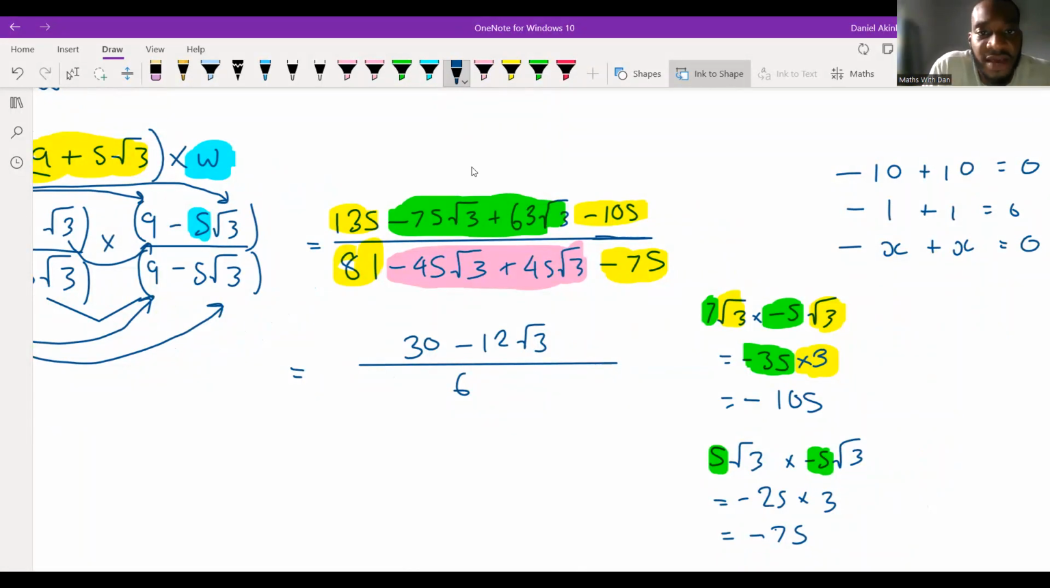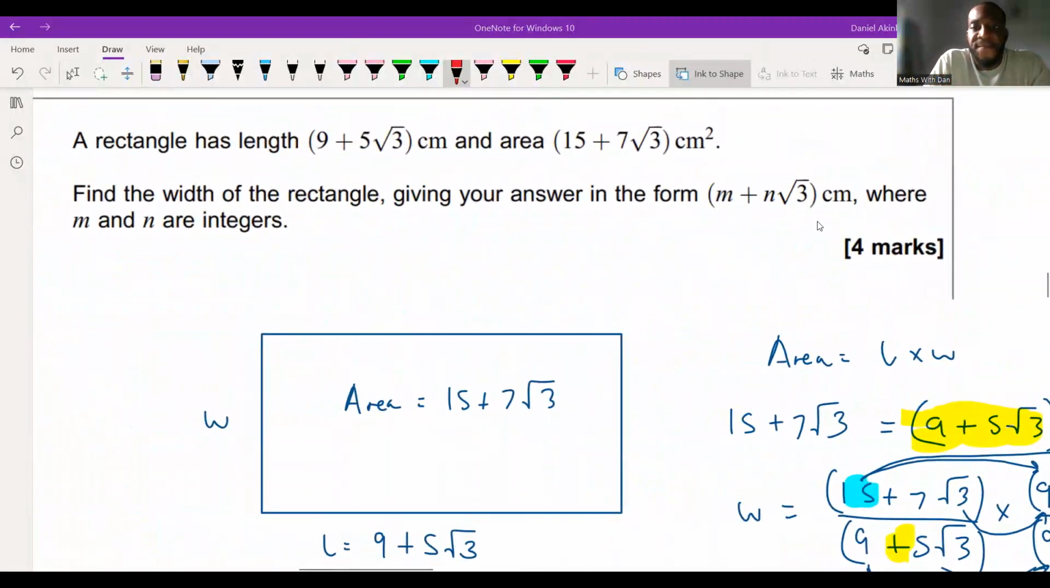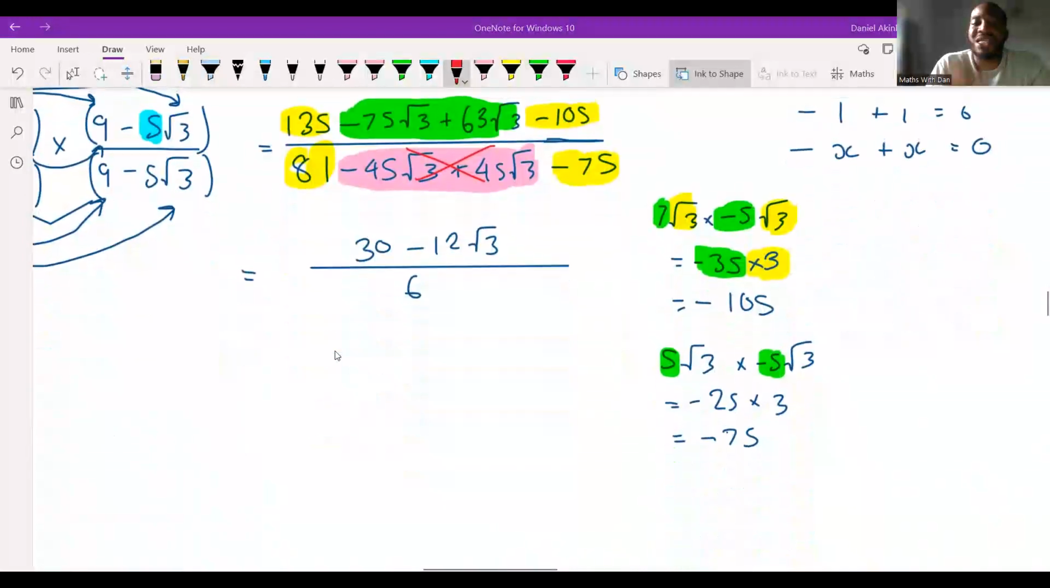Does that make sense for anybody that maybe thought something else? This cancels out. Yeah, exactly. Now we're here. Remember the question. We need it in this format: m plus n root 3. Now it's a lot simpler, but it's still a fraction though.